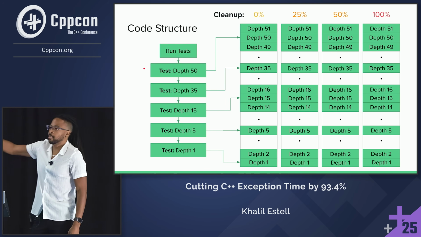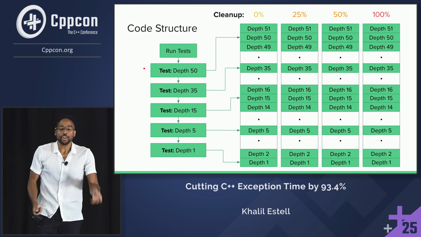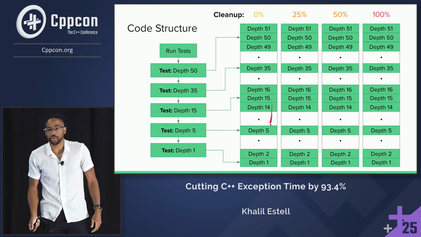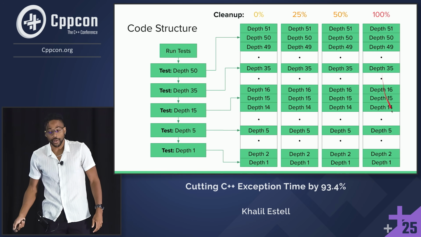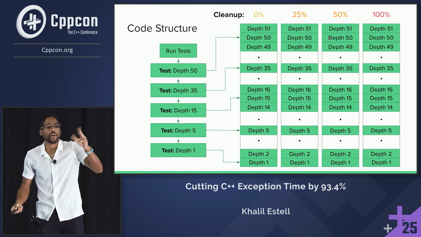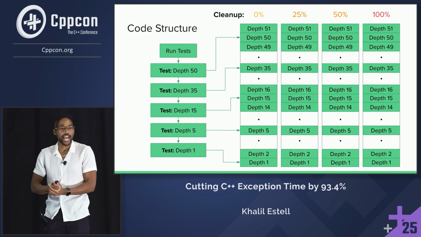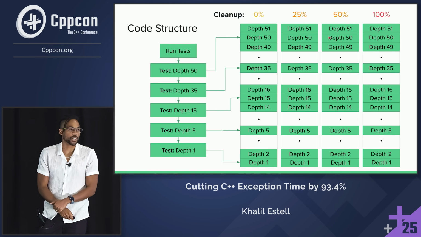We also have a setup for all the different cleanup percentages. So we have a sequence of functions that have no destructor objects. We have one that has nothing but destructor objects. And this one has every other function has an object that needs to be cleaned up on the stack. And you can guess how 25% works.